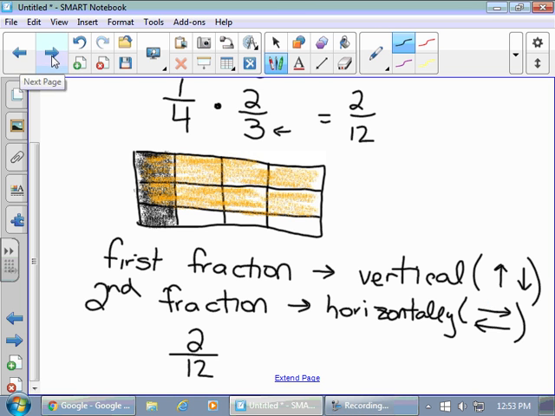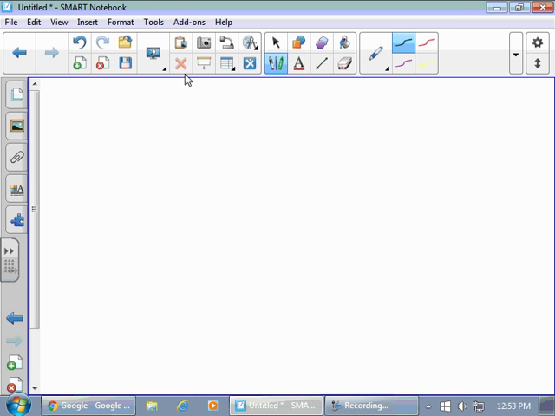Let's do another one. Let's say we have 1/2 times 1/4. So you're going to start with your rectangle. Yes. You always start out with a new model.